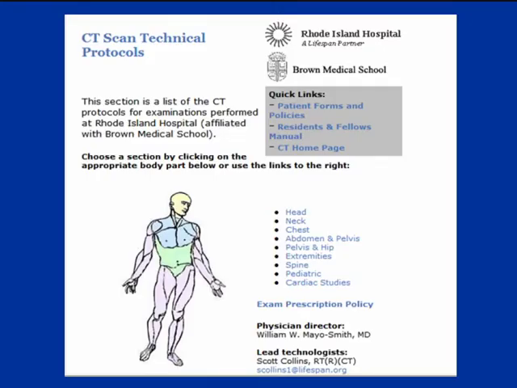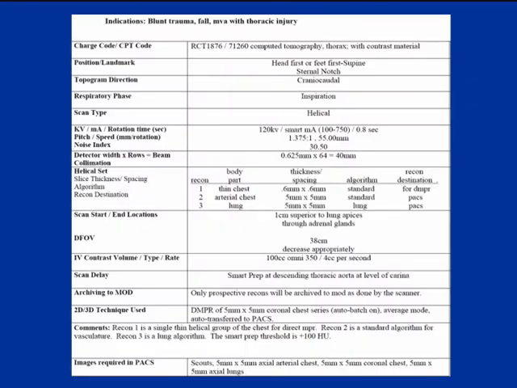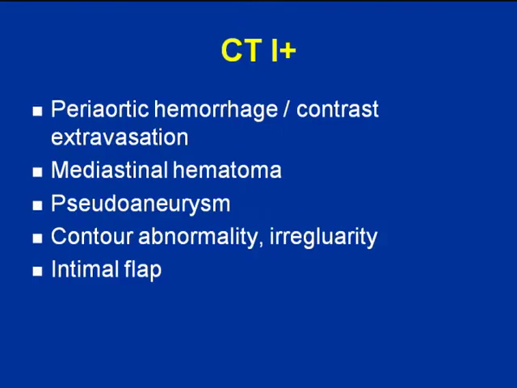If you click on that link, you'll get this page, and you can click on chest. And this is a typical protocol that we use in the indication of blunt trauma due to fall or MVA, with concern for thoracic injury. And we have these types of protocols for all available scanners. So I urge you to click on our website if you'd like to see the protocol that we use for the images that I'm about to show.